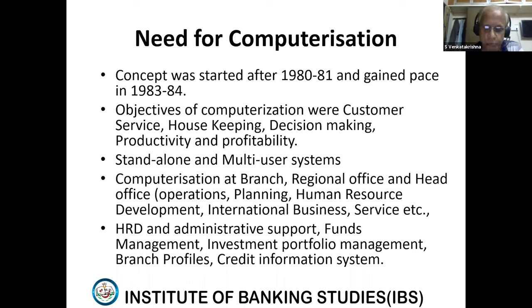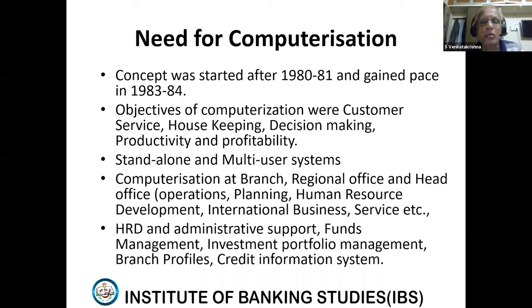Computerization is possible in a branch, in a regional office, in a head office. Head office has huge departments. Tomorrow, a new department may also come up. In a private sector bank, the categorization of offices is totally different. Every day a new concept is coming up, and divisions and departments are increasing.